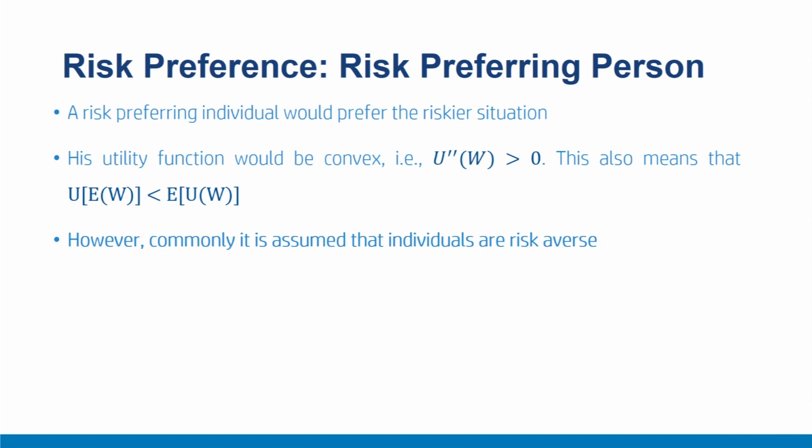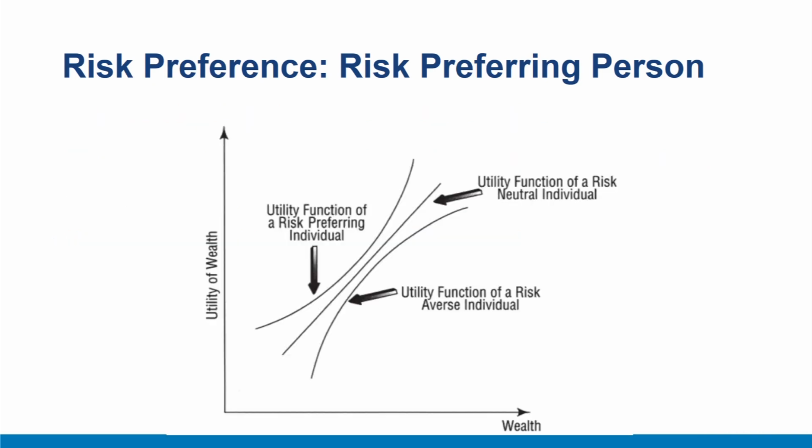Lastly, we have the risk preferring person. A risk preferring individual would prefer the riskier situation. His utility function would be convex, that is U''(W) will be greater than 0, as we'll see, and this will also mean that utility of expected wealth is less than expected utility of wealth. This we'll see shortly. However, in general, it is assumed that individuals are rational and risk averse. Just have a look at this diagram. We'll examine this in some detail.